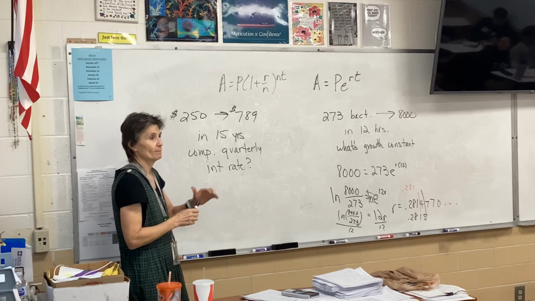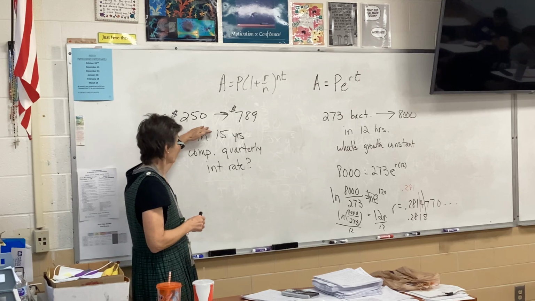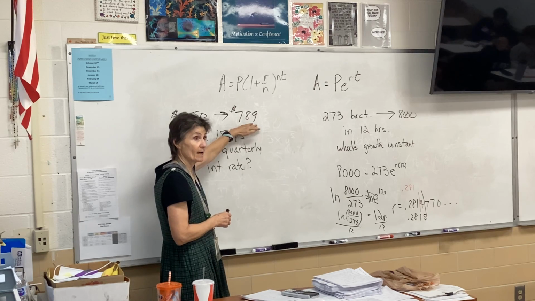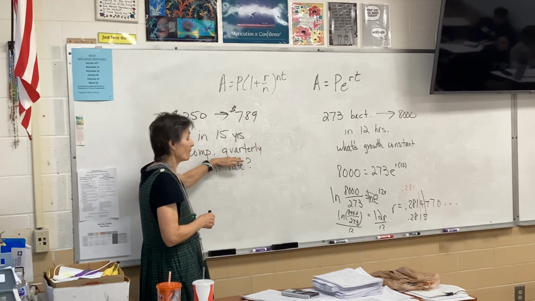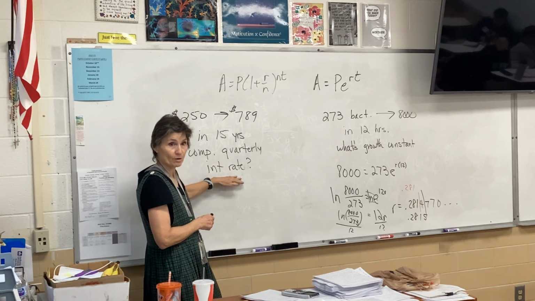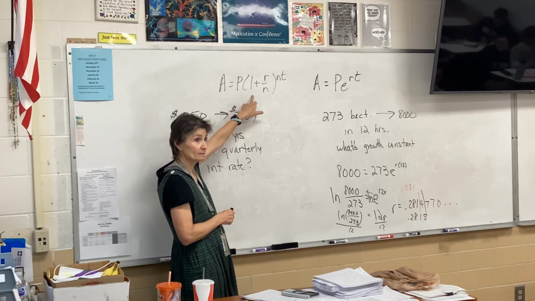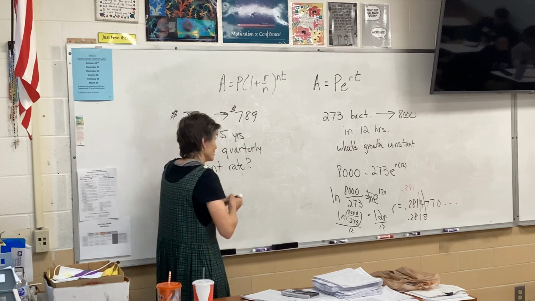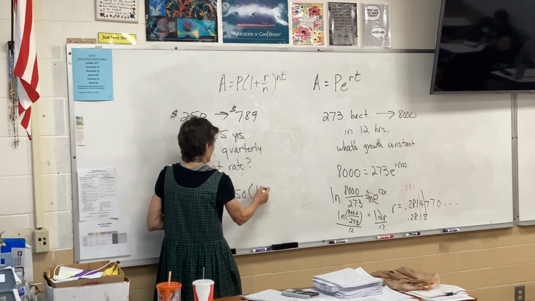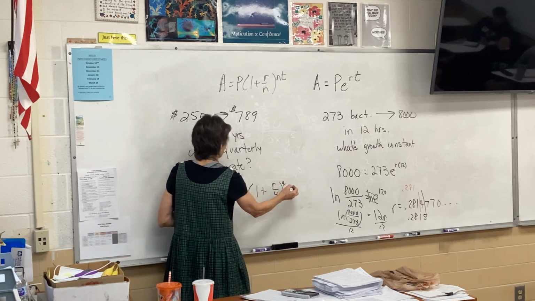Alright, so here's the problem. You know that you deposited $250. You left it in there for 15 years, and it grew into $789. Your bank compounds the interest quarterly. Your job is to figure out the interest rate. Okay? So since it's compounded quarterly, it'll be that formula. Right? So here we go. 789 equals 250 times 1 plus r, that's my unknown, compounded quarterly for 15 years.